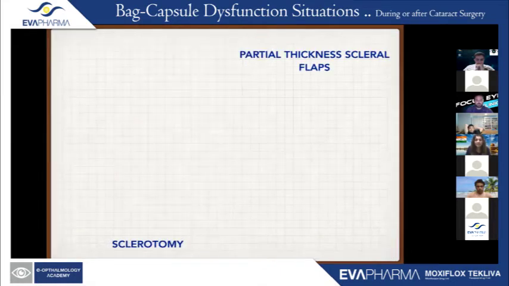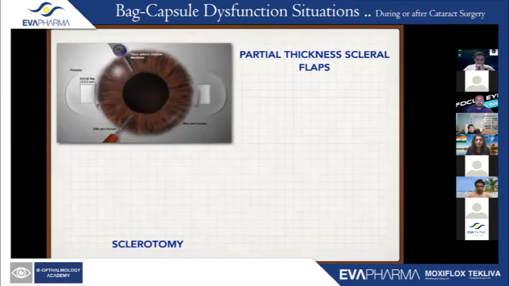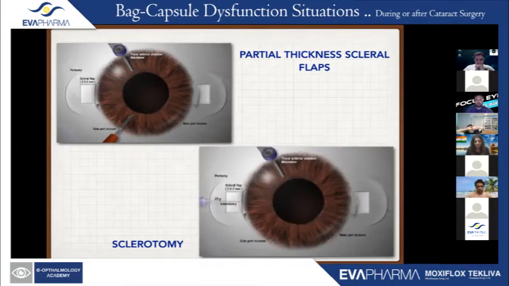Going ahead, the next step is making 2 partial thickness scleral flaps, which are 180 degrees opposite to each other. Once you have made these partial thickness scleral flaps, you make a sclerotomy with the 22 gauge needle, which is what you are seeing here beneath the flaps. The sclerotomy is to be made at the proposed site from where you are going to get your haptics externalized.